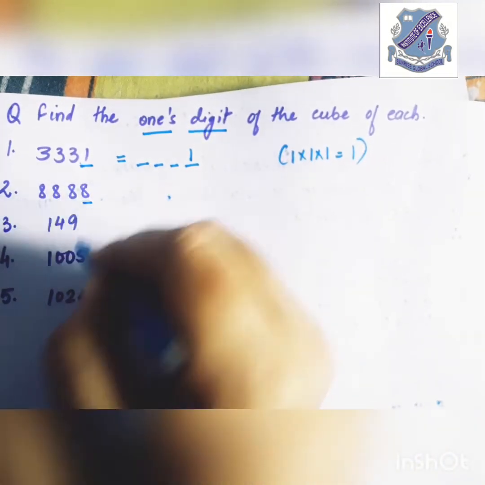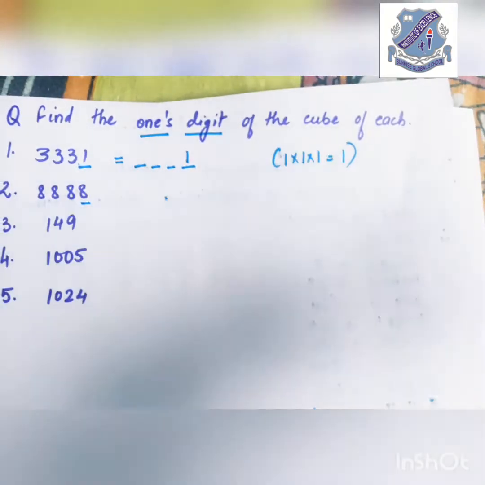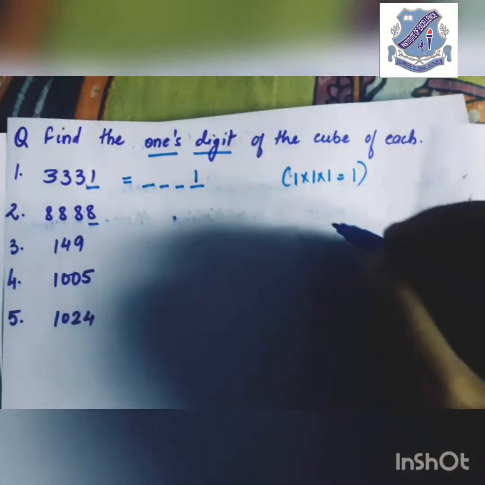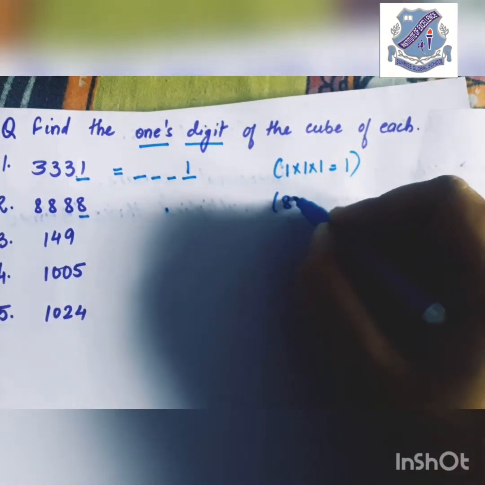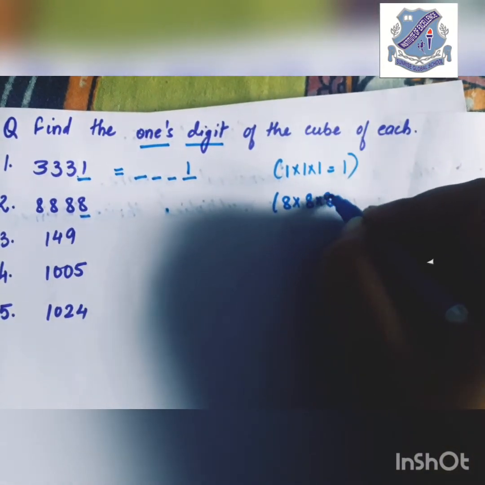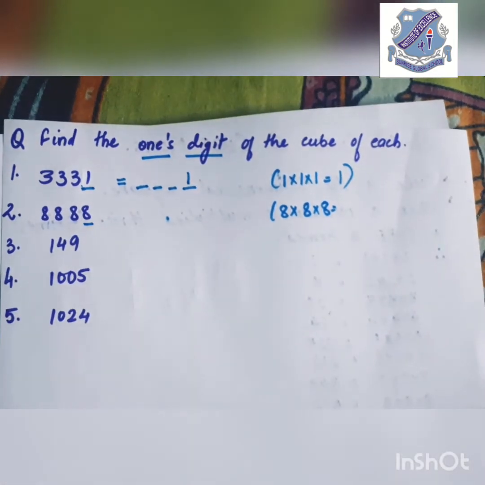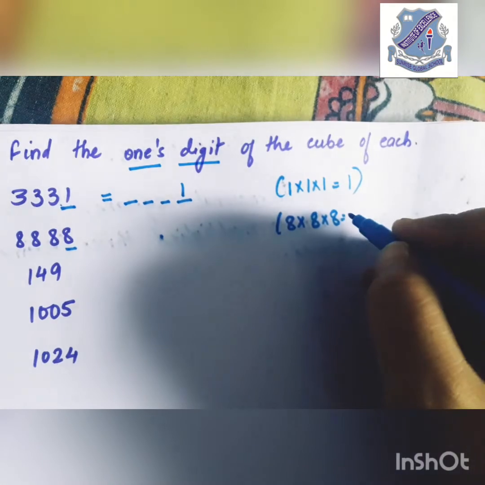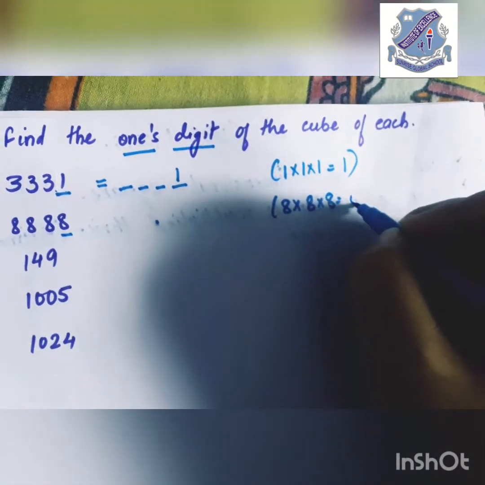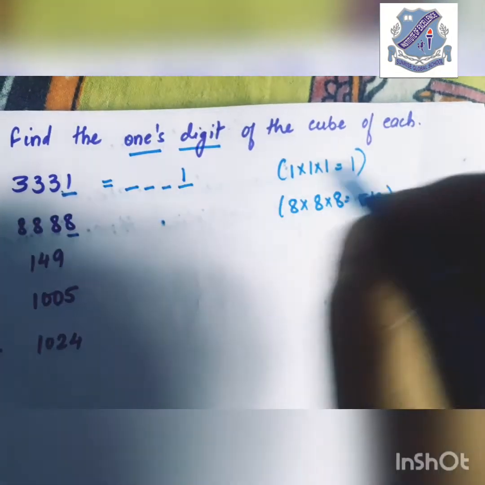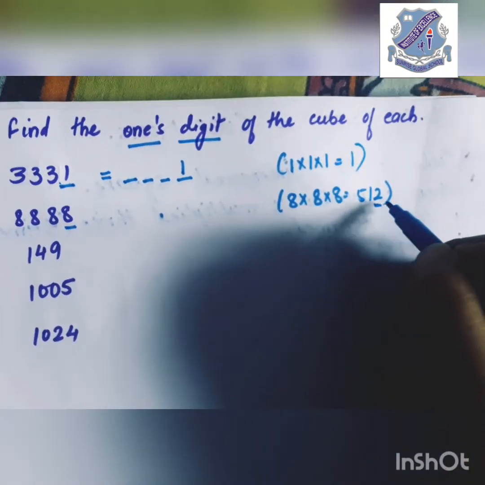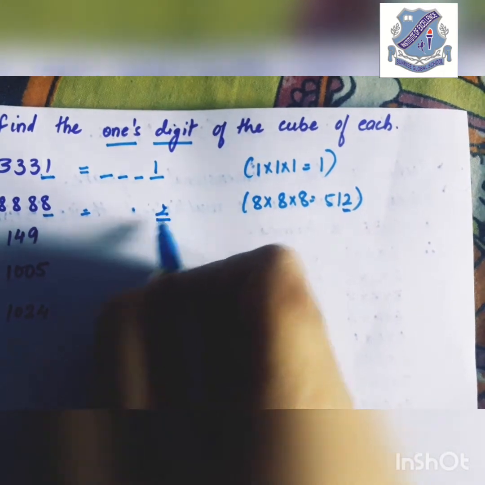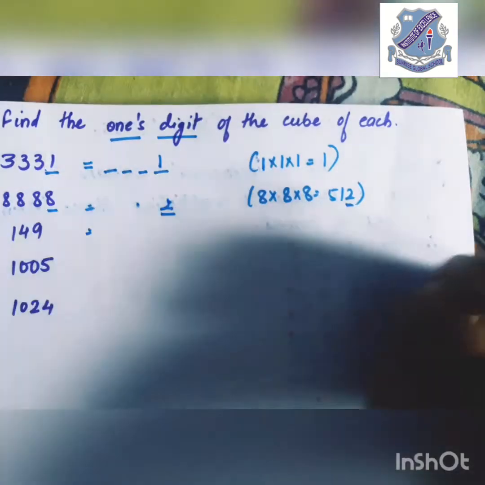Similarly, if we go with 8, you know that 8 cube is 8 into 8 into 8. So what is the 8 cube? The 8 cube is 512. That means the unit digit of this number will be 2. Correct?